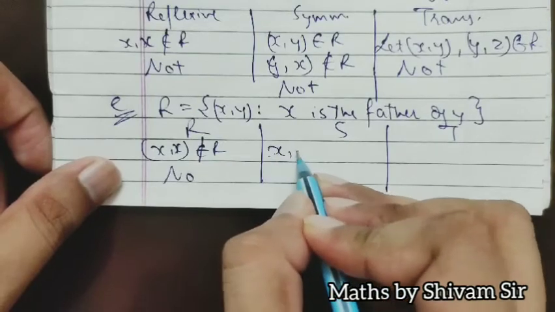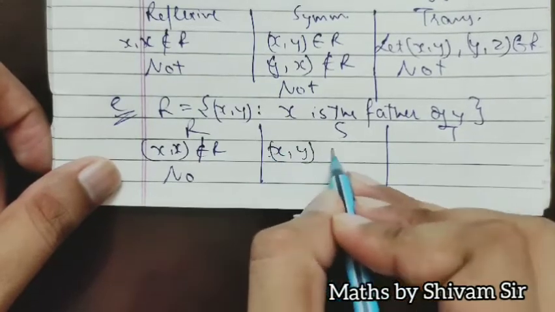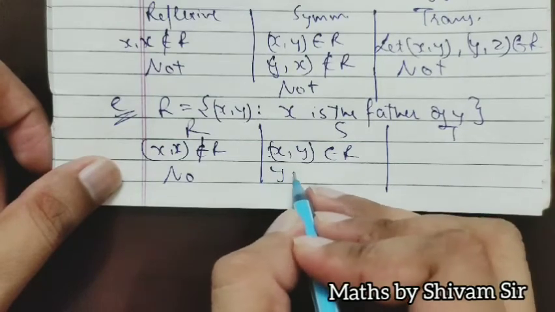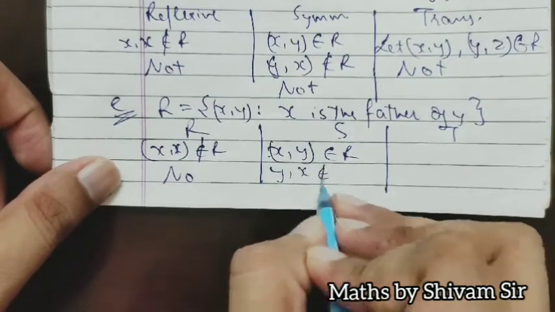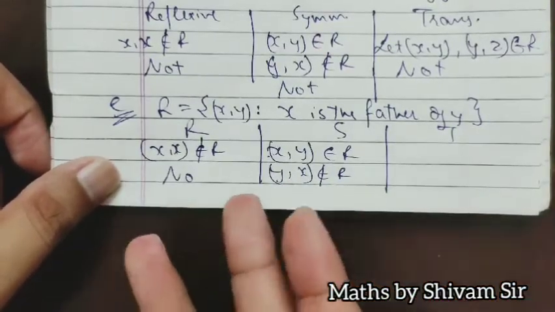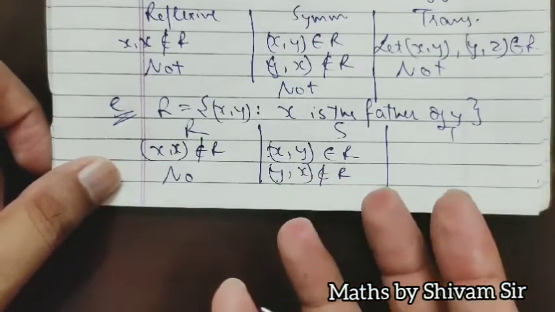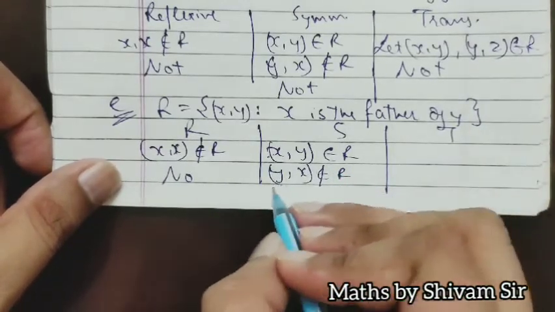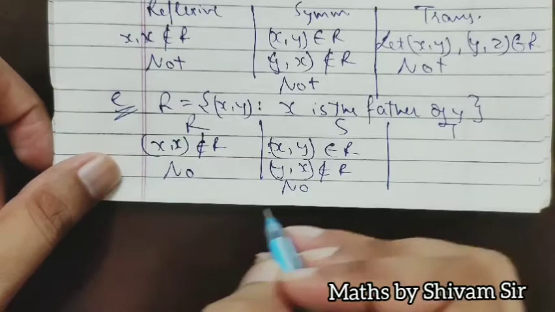Symmetric. Suppose x is the father of y belongs to R. Is this possible, y can be a father of x? No. There is a person x, he is the father of y, so y is not the father of x; y would be the son or daughter of x. So (y,x) does not belong to R. So this is not symmetric also.